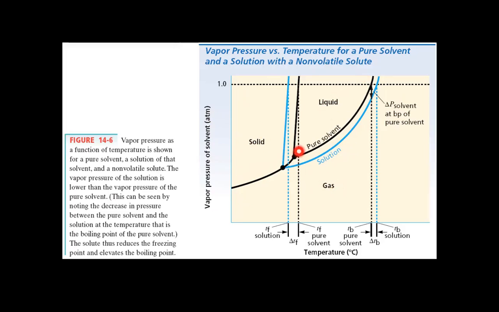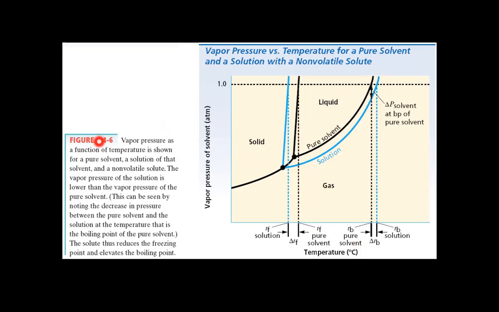Between your liquid and your solid here, this is your melting or freezing, but we refer to it as freezing. So this is your freezing point here, and you can see that it's been lowered. And then up here between liquid and gas, you've got your boiling points here, and you can see that those are elevated, higher temperature, because temperature is on the x-axis.